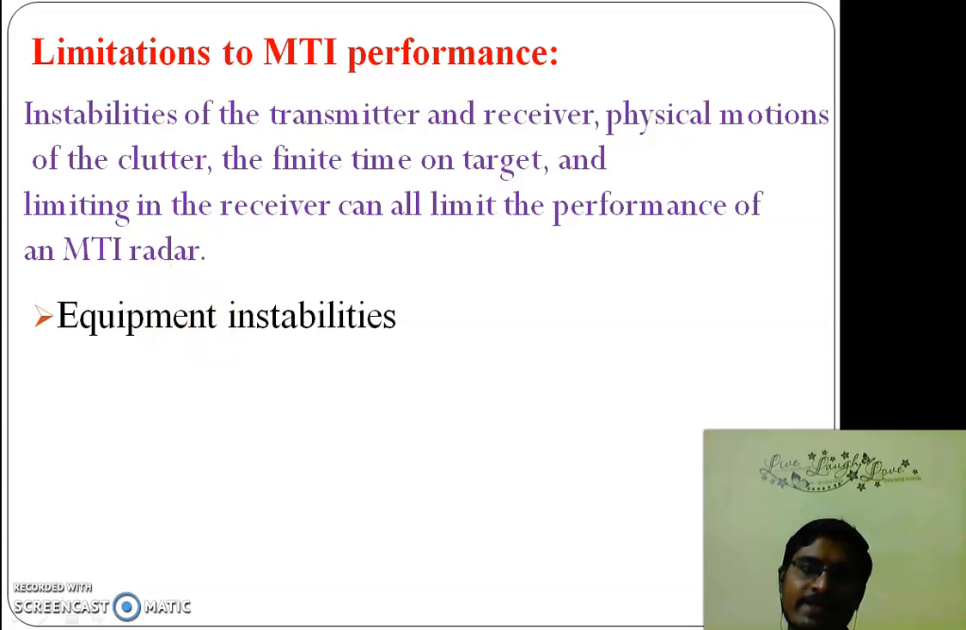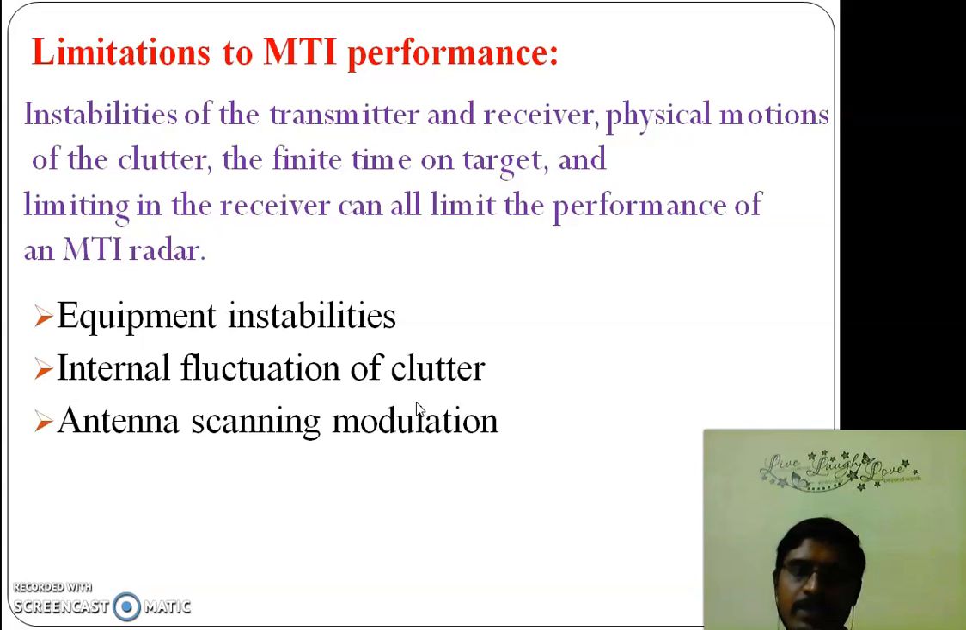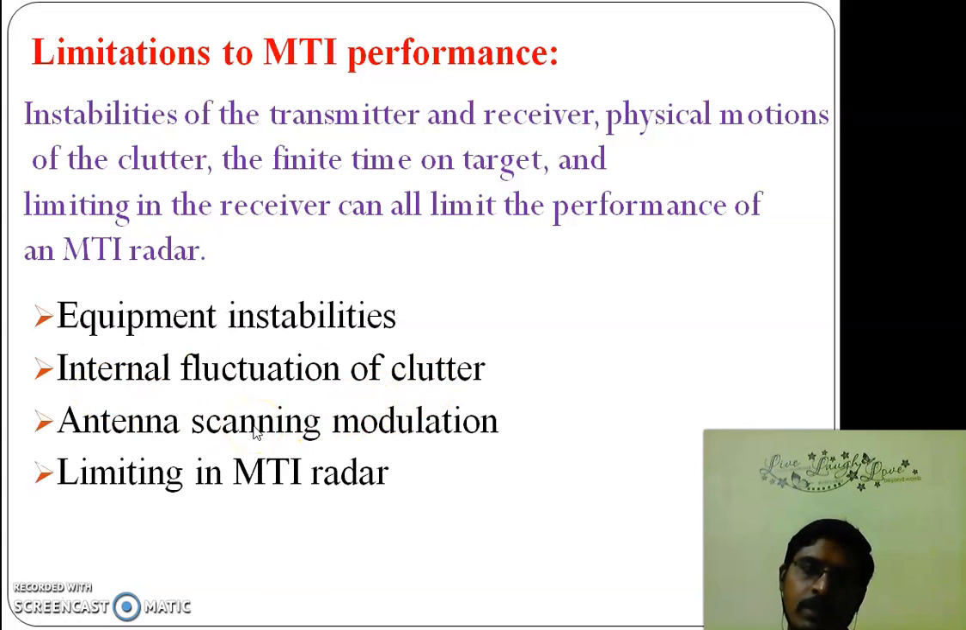Equipment instabilities. This is the one limitation. Internal fluctuation of clutter, another limitation. Antenna scanning modulation, limiting in MTA radar. These are the 4 limitations to the performance of MTA radar.